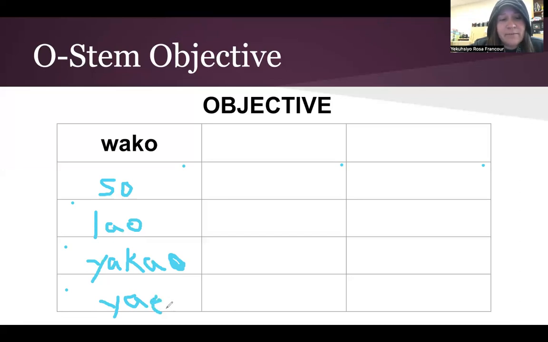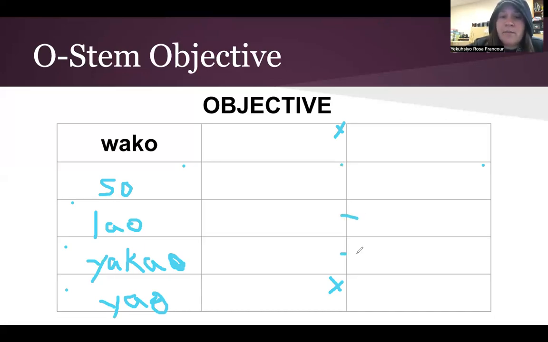Y-A-O. Whoa, sorry, my O's are getting crazy here. Okay, that's our first column: wago, zo, lao, yagao, yao. Remember that this top is the same as the bottom. Okay, that's our pattern. Sometimes you can just make little symbols on the chart to help you remember the pattern.